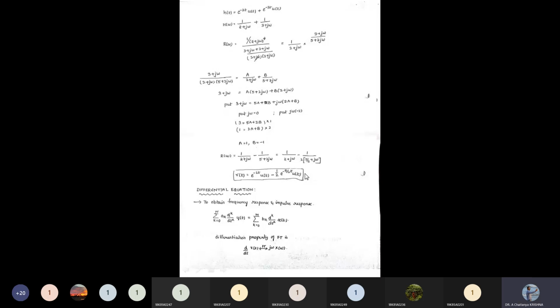You should know rationalization and partial fraction expansion. How we can do the partial fraction expansion, we will discuss in the next class. If you have any doubt in the problems also, we have to discuss in the next class.